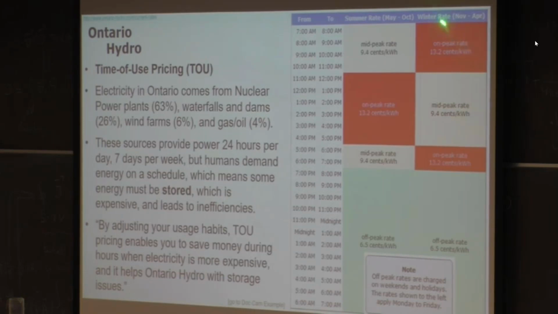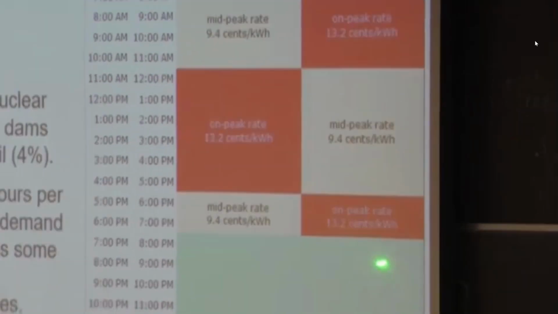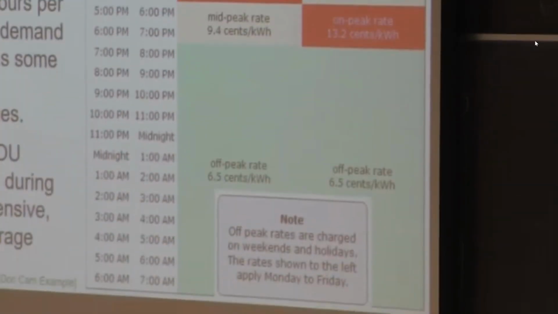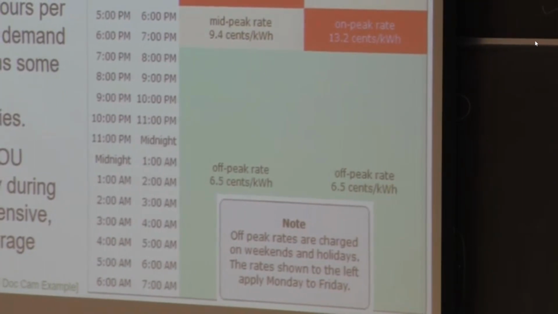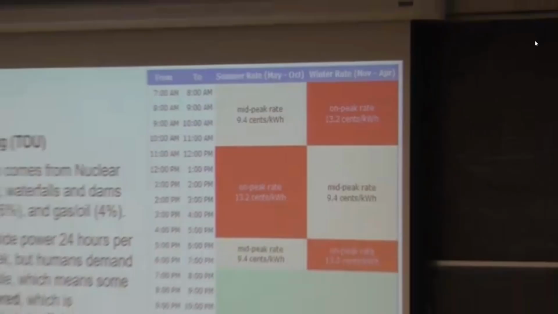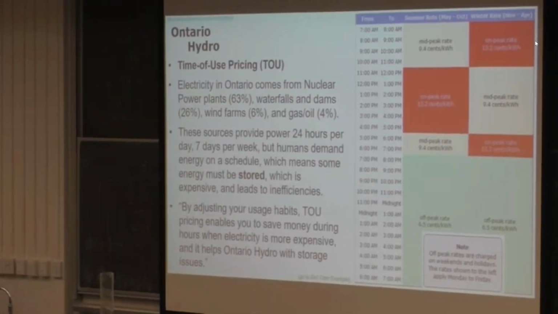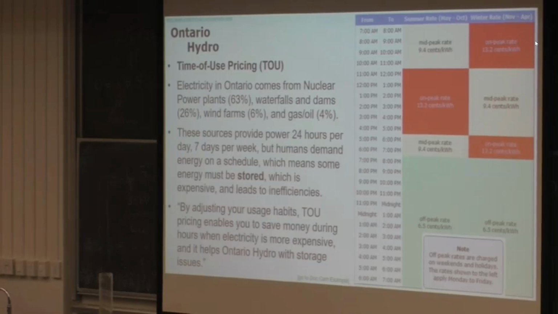In the winter, I guess everyone is turning on their toasters and things in the morning to make breakfast, and then they leave the house, and when they come home they're making dinner, and so those are the peak times. They want us to try to avoid those times to turn on the dryer as well. If we spread out our usage a bit, it helps Ontario Hydro deliver power more efficiently.